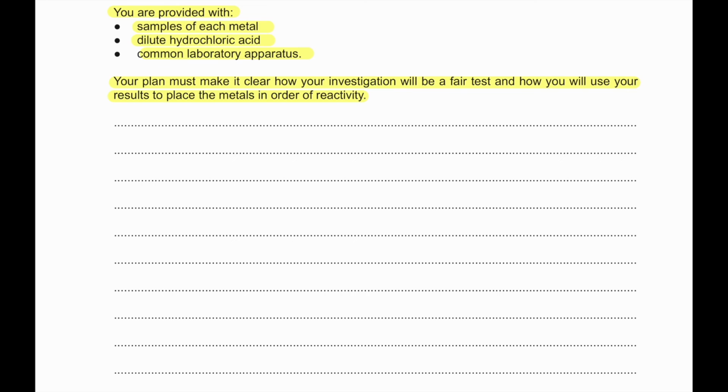The timer was started when the solid metal was added. The timer was stopped when all the solid had reacted. The metal that finishes reacting in the shortest amount of time is the most reactive metal. This is how we're going to find out which metal is the most reactive and put it in the reactivity series.